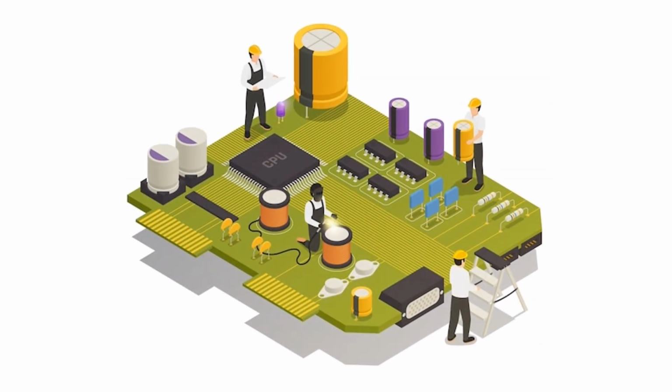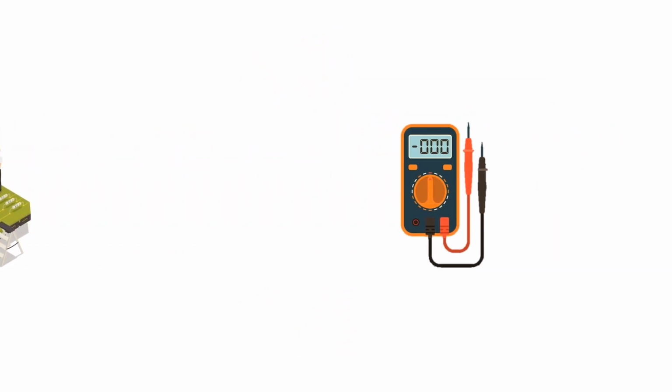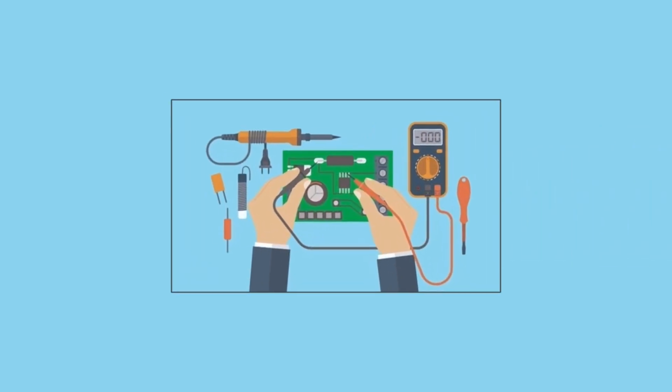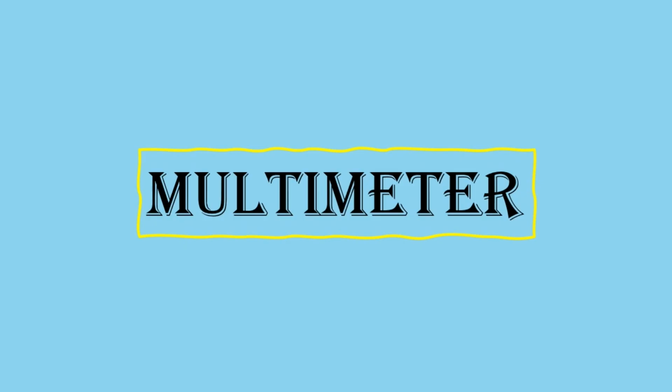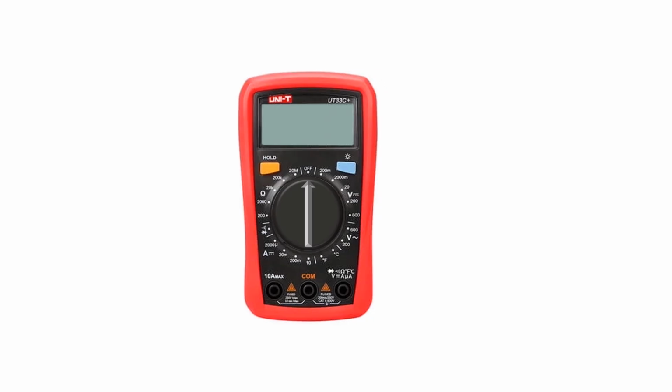To work with electronics and electrical, the first device we need to know about is the multimeter. A device that measures something is a meter, and a meter that measures multiple quantities is called a multimeter. Multimeters are generally of two types, i.e. analog multimeter and digital multimeter. In today's video we will discuss the multimeter in detail. So let's start the video.